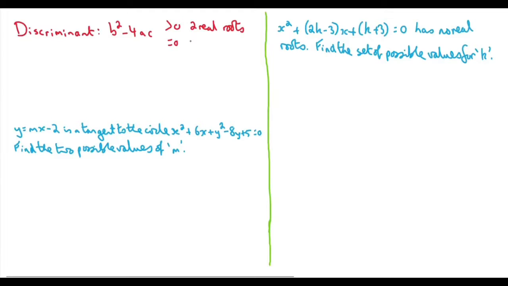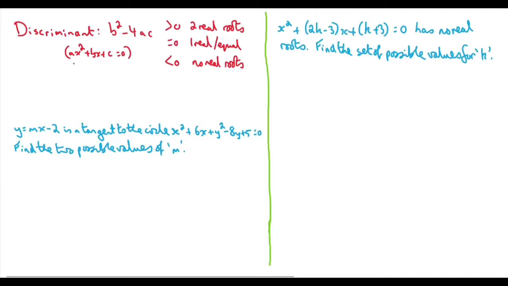If it equals 0, then there's 1 real root, 1 real solution, or equal roots, it's the same thing. And then if it's less than 0, that means we're going to have no real roots. Okay. So again, just to clarify where this a, b, and c are coming from, this is coming from our general quadratic format, ax squared plus bx plus c equals 0.